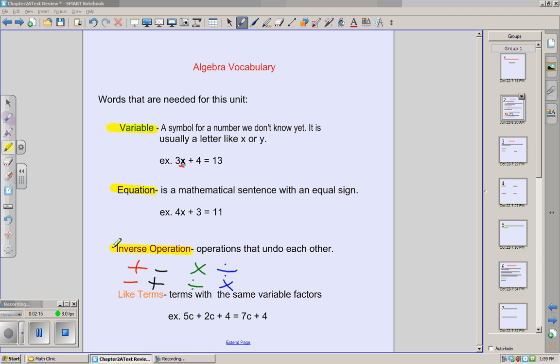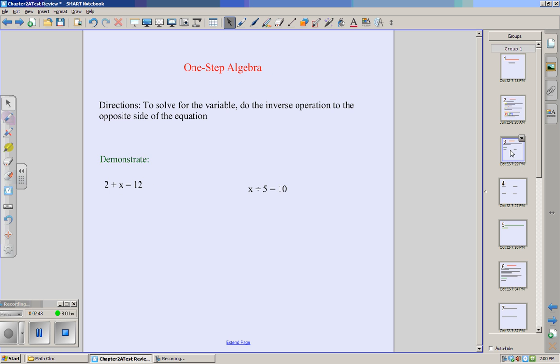Our final term that we need to know is like terms. Like terms is when we have terms with the same variable, it helps us to combine them. You'll see in my example that I have 5c plus 2c plus 4, and then if I combine them, I'm able to combine the 5c and the 2c to get a 7c, and those are my like terms. My 4 is not a like term because it does not have c next to it. Those are our vocabulary. Let's move on to one-step algebra.